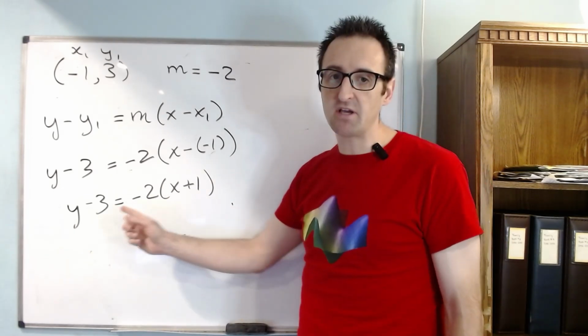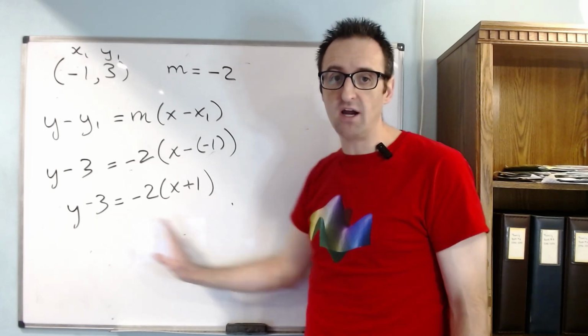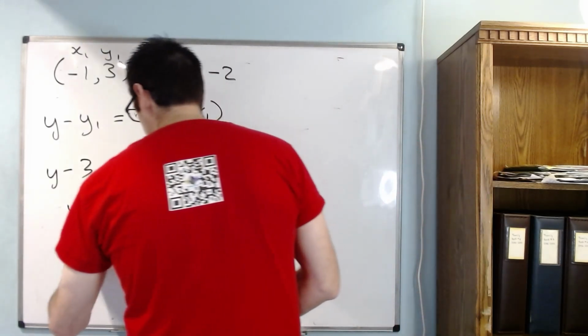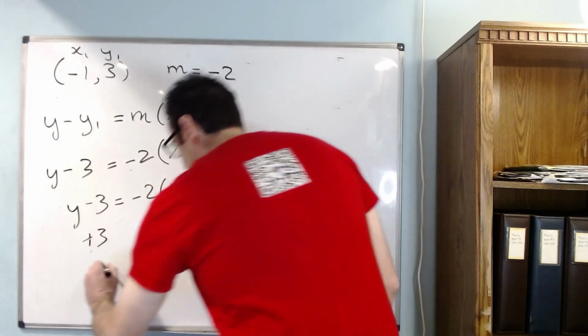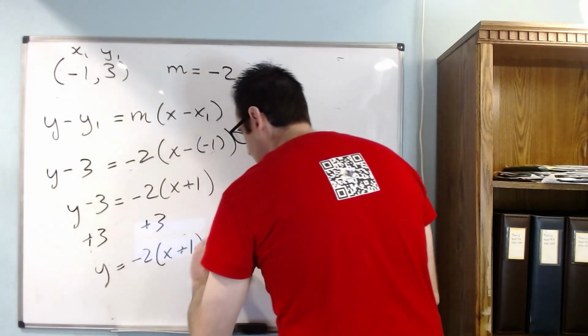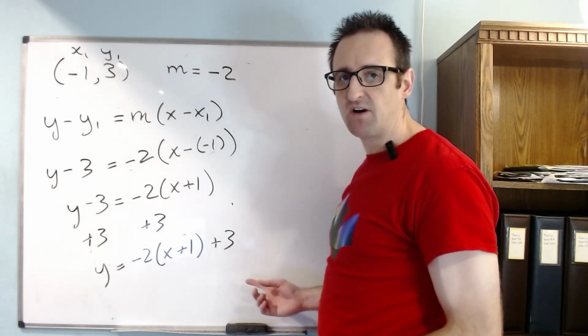That's pretty straightforward because all we need to do is now just solve for y and simplify the right-hand side. First, to solve for y, we just need to add 3 to both sides. And this results in y is equal to -2 times the quantity x plus 1 plus 3. Then we just need to simplify this right-hand side.